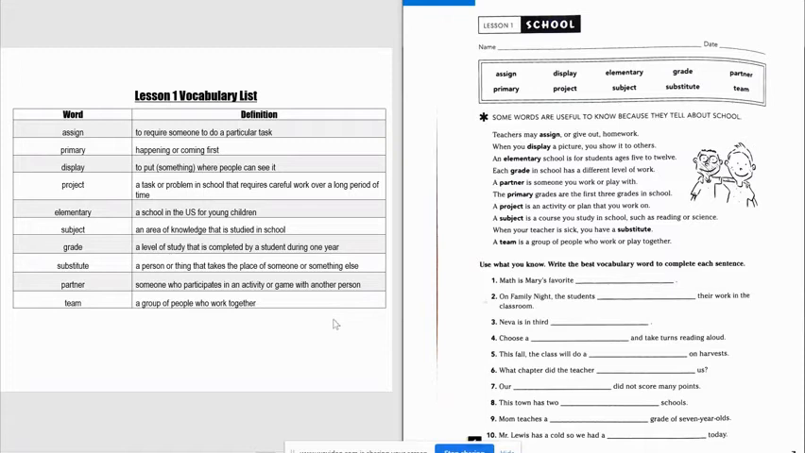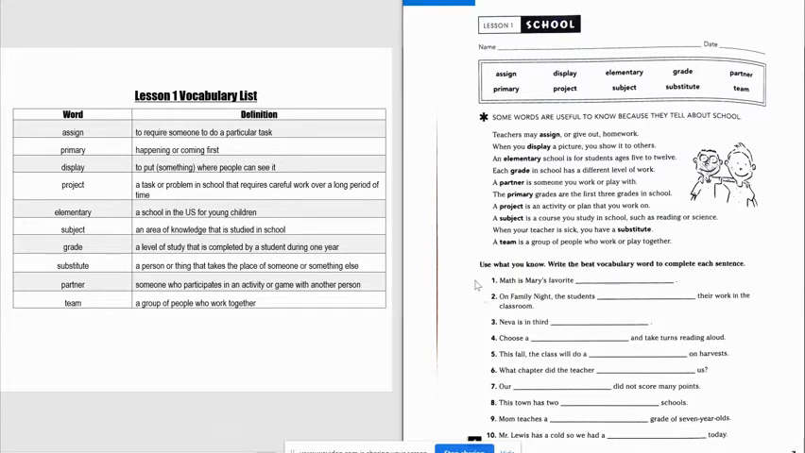So now we've gone over the definitions. I'm going to read through each one of these blanks. You might want to push pause on the video, find the right word and put it in the blank, and then you can push play again and we'll work through the worksheet together as best we can through this video. It says use what you know. Look over those definitions and now you know the definitions. Write the best vocabulary word to complete each sentence.